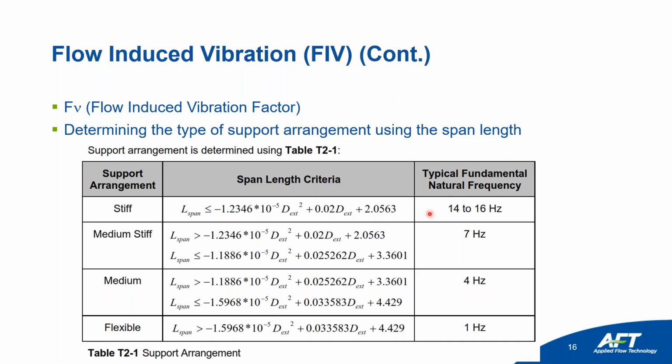For stiff, it would be 14 to 16 hertz. For medium stiff, it would be 7 hertz. For medium, it would be 4 hertz. And for flexible, it would be 1 hertz. So it calculates it based on the span and the external diameter.